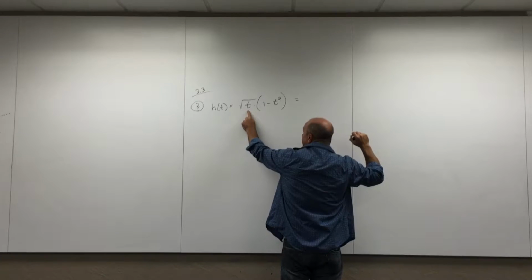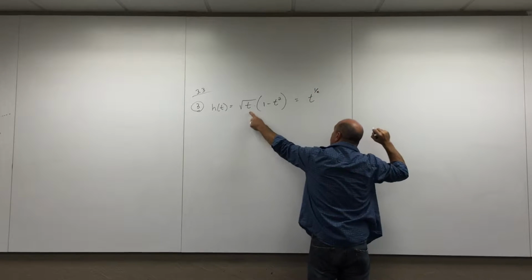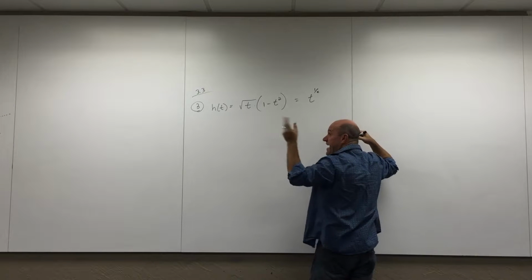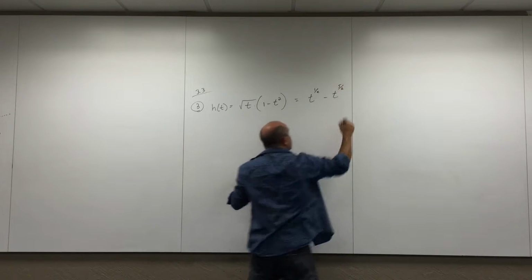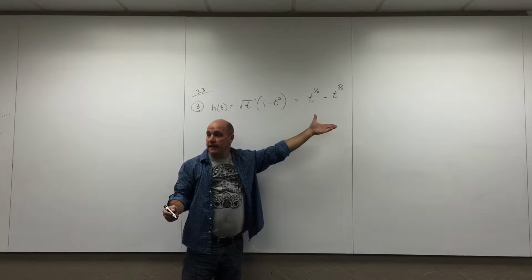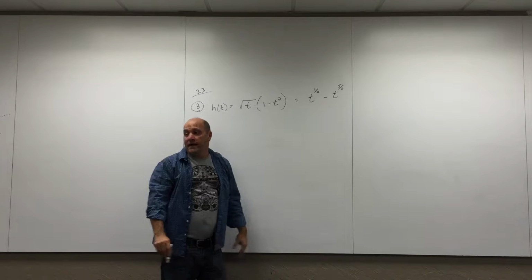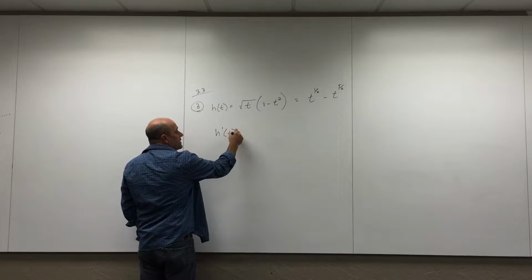This is a t to the half. A t to the half, you know that. A t to the half times 1 is t to the half. A t to the half times this t squared, you add exponents, and I think you would get t to the 5/2. So I just took this t to the half and distributed it, and now I can do a derivative without doing a product rule. Let me just try this here, watch.